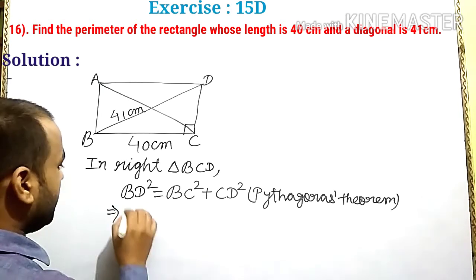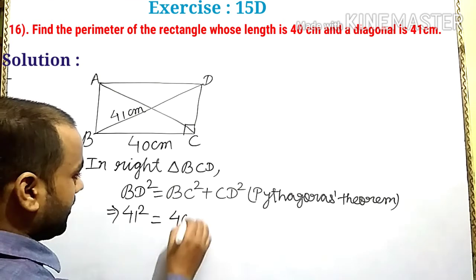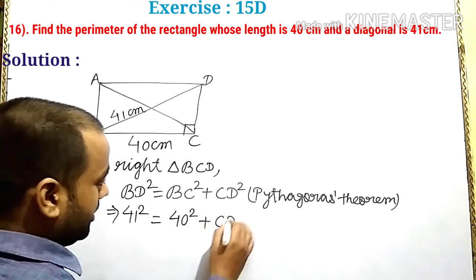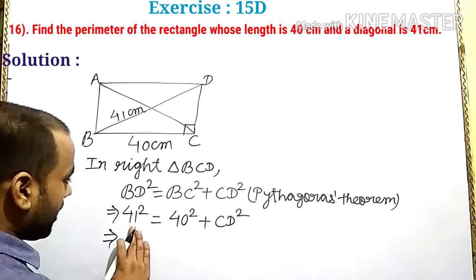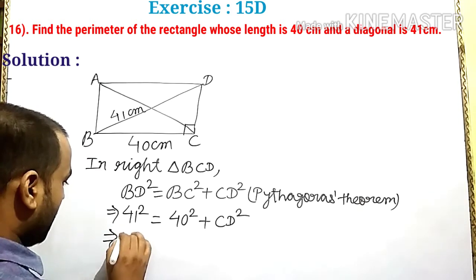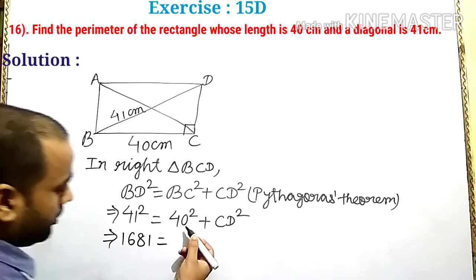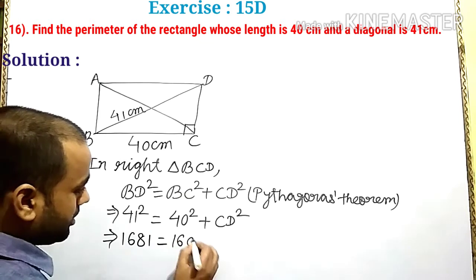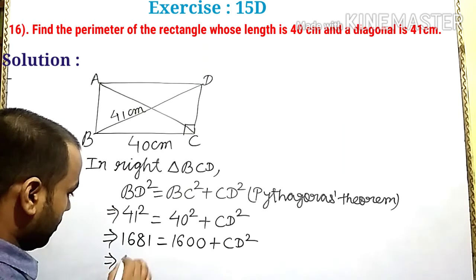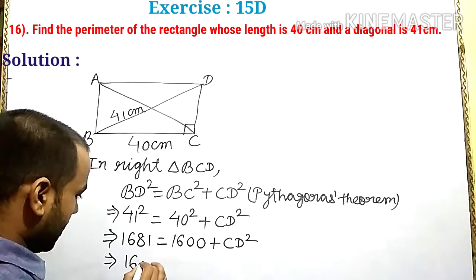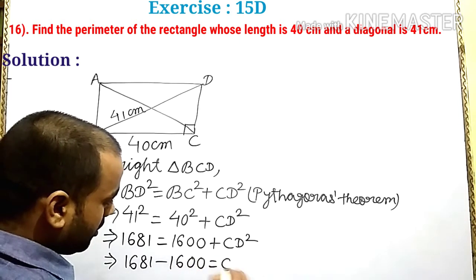BD square means BD here is given 41, so BD square is BC 40 square plus CD square, which is equal to 41 square. 1681 is equal to 40 square, 1600, plus CD square. 1681 minus 1600 is equal to CD square.